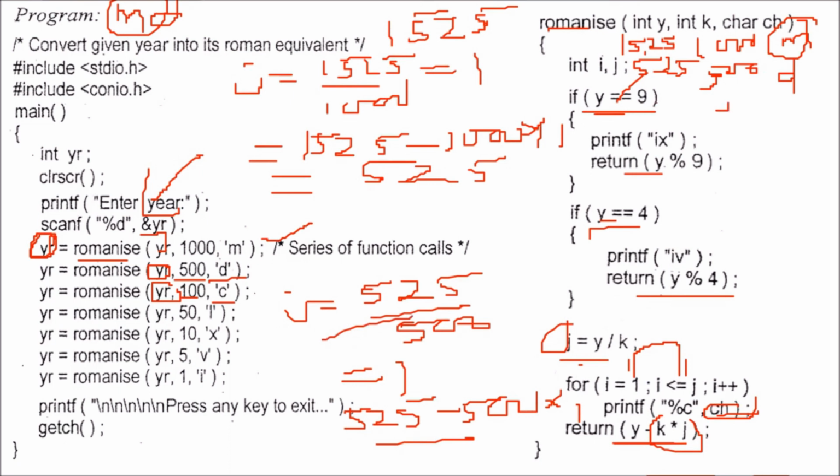And simply, if you get 9, you write IX, because for 9 and 4 we have these symbols, IX and IV. 1 is 1, 2 is 2, 3 is 3, the thing changes at 4. So this 4 has to be treated separately.